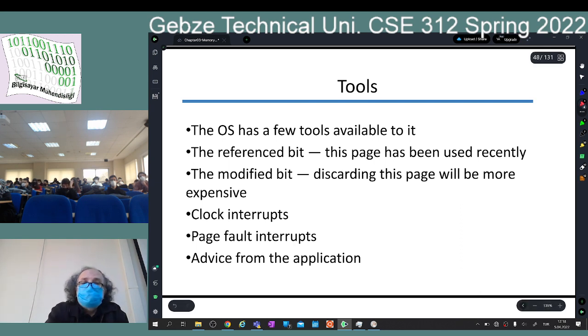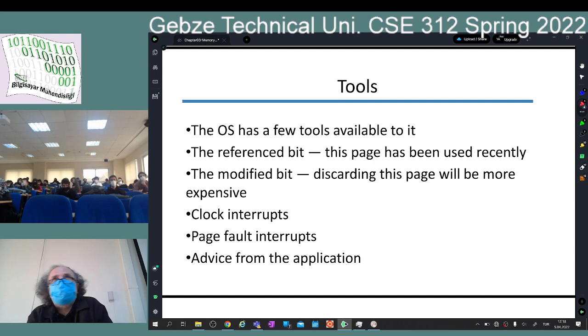And finally, sometimes the application gives me clues. The application says that, well, although I'm not supposed to know about the pages or paging, I know a thing or two. I will tell the operating system that this part of the data is important. Keep this in memory. Don't write it to the disk. Okay? So that's the advice from the application. Although I did not use this page for a long time, I am going to come back to it. So don't write it back to the disk. I will use it.